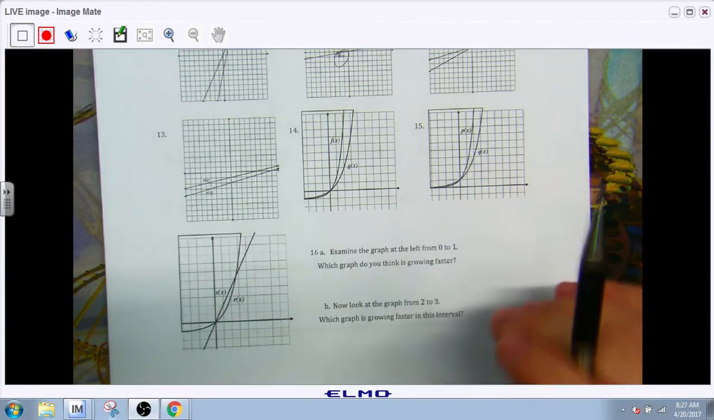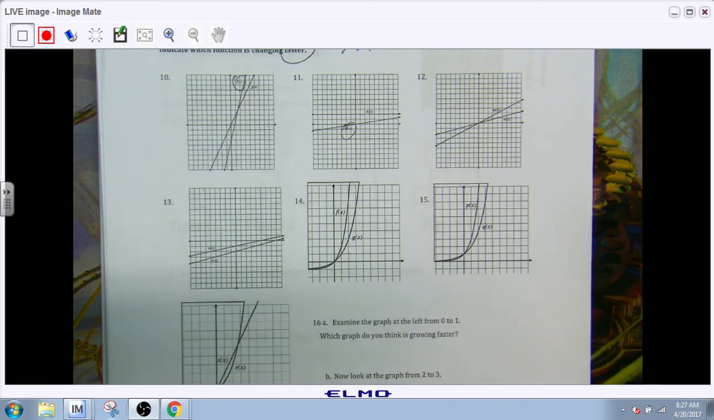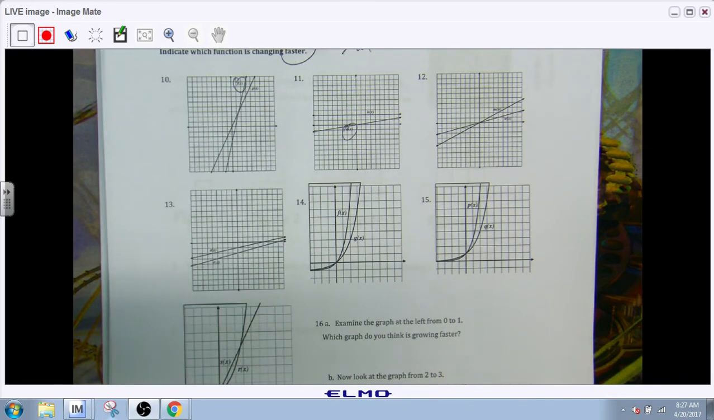And that's it. This should be pretty much review for you guys. So that should help you guys out. That perimeter problem, the big one with the fencing, is really key to helping us understand how quadratics work. So make sure you pay extra close attention to that one and do all the pieces for it.